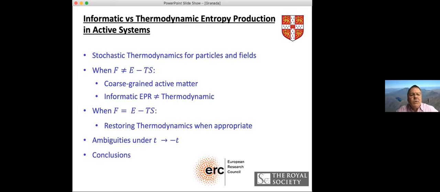But even in that limit, we can define something which is mathematically and structurally equivalent to an entropy production rate. We call that the informatic entropy production rate, EPR. And I'll say a bit about how it differs from the thermodynamic one.